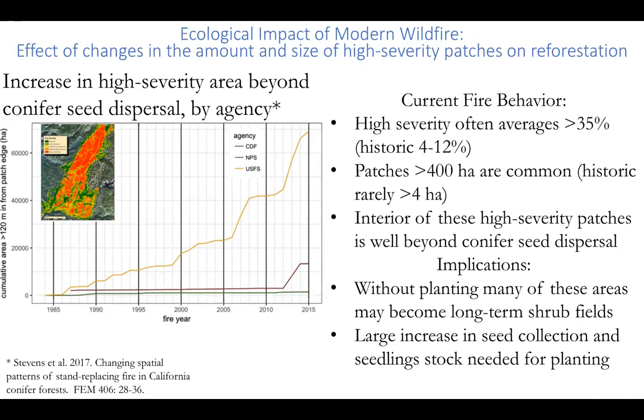Another implication is that if we're considering the desire to reforest large burned areas, that's something that requires material investment. So we have an increased need for seed collection and for seedling stock in order to accomplish that planting. And finally, one of the things that's going to be a central theme here is that often, because of limitations to what we can do after an initial planting effort, the pattern that you plant often may end up being the pattern that you get.